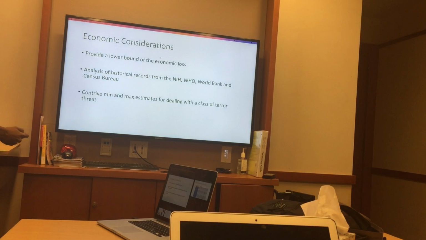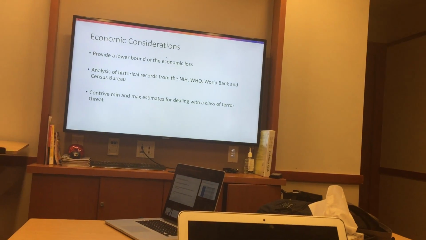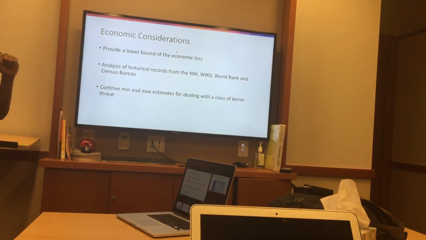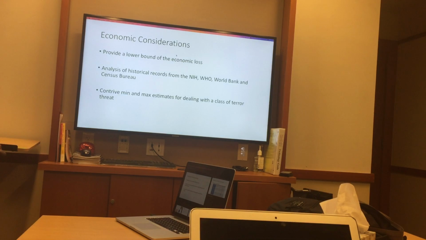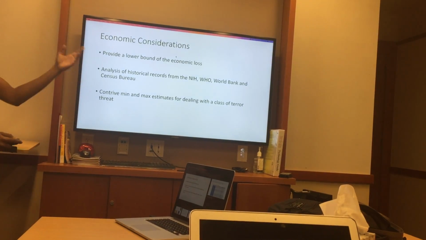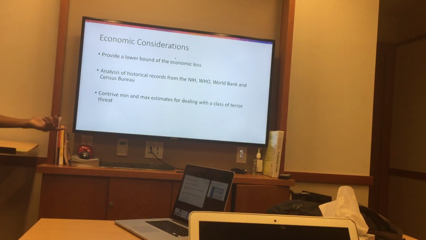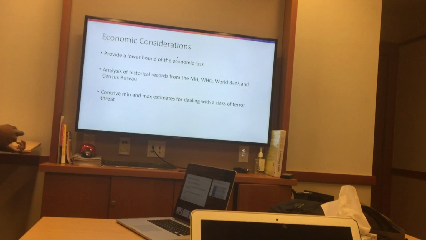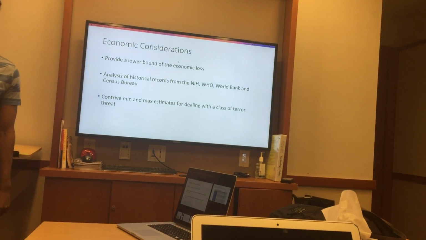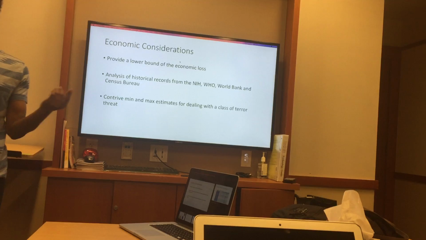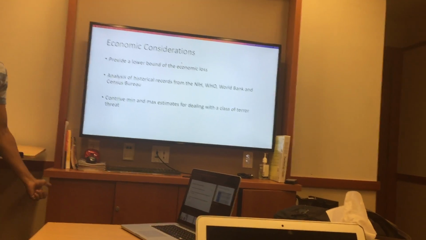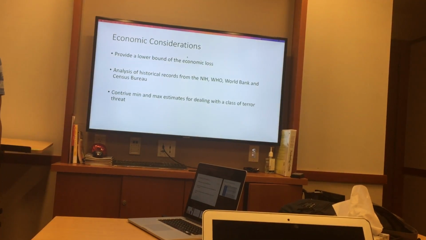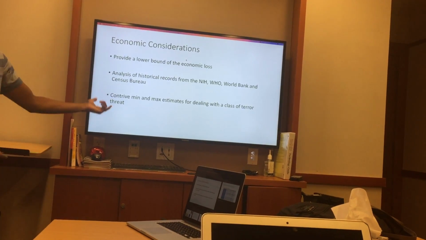like this. So for the economic considerations, I wanted to provide a lower bound for the economic loss. And so basically the economic loss could only be higher. And we gathered data from the NIH, WHO, and World Bank, as well as the Census Bureau for the cost regarding each of these types of events. And then from the different resources, I got different numbers across the board, and this allowed me to create a min and max estimate for dealing with cost of terror. And this is a typical scheme in economic analysis.